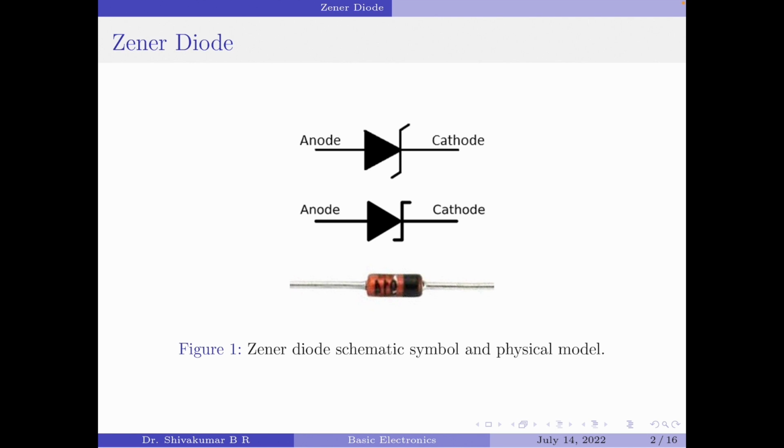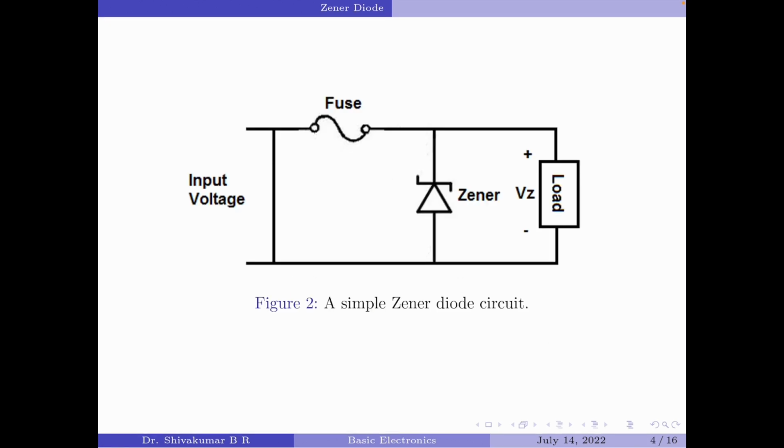American physicist Clarence Zener discovered this property, and hence this diode is named after him as the Zener diode. Please note the schematic symbol and physical model of the Zener diode as shown in figure 1 here. Let us now understand how this Zener diode works by applying it to a simple circuit. Figure 2 shows a simple Zener diode connected to an input voltage and a load.